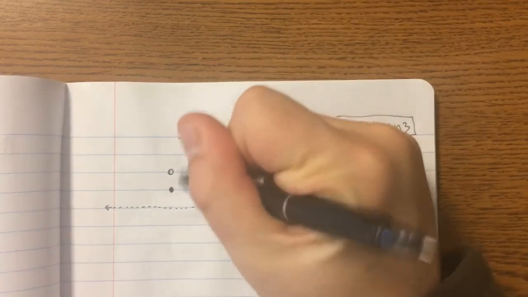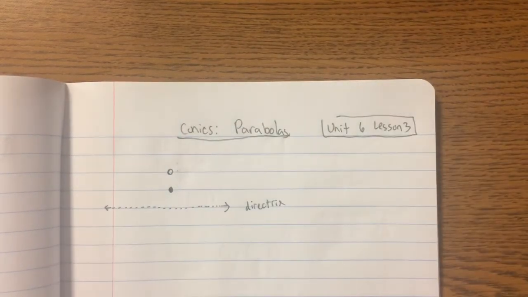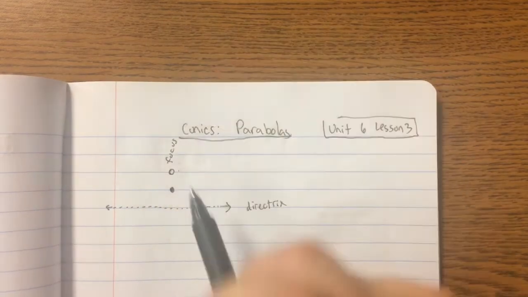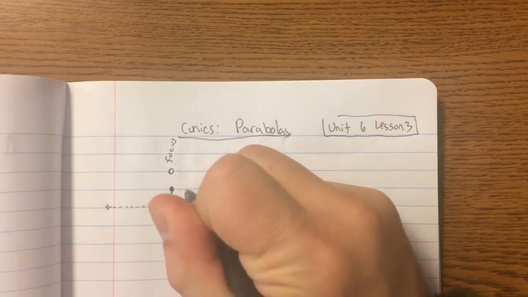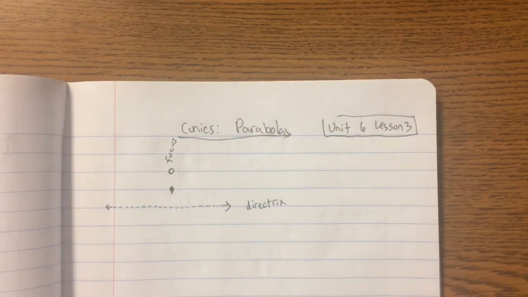I'm not sure what I want to label this yet. I'll come back to that. So you have a focus, a directrix. I guess I can do it like this. And then this point right here is called the vertex. I'm going to leave that blank for now. So if all of the points are equidistant from the focus and the directrix, what I'm saying is that this vertex, for instance, has to be the same distance from the focus as it is the directrix. So that distance is always going to be the same.